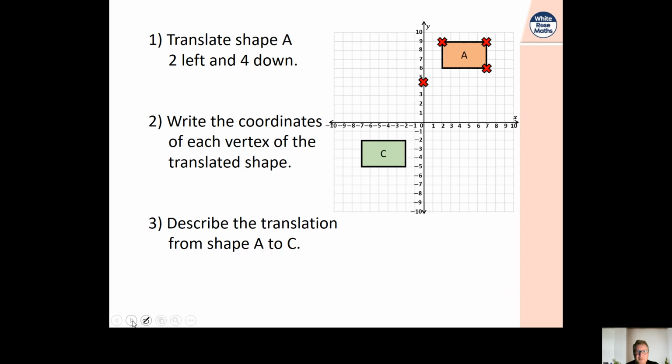Two left, 4 down, 2 left, 4 down, yep, 2 left, and 4 down, you've got it, 2 left, 4 down. Create that shape using a ruler and a pencil.